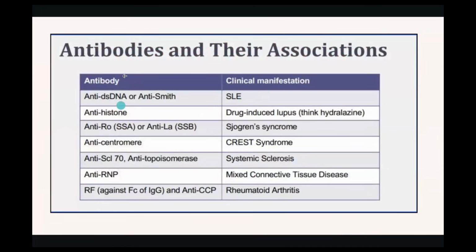We have anti-dsDNA or anti-Smith for SLE, anti-histone for drug-induced lupus, anti-Ro and anti-La for Sjogren's syndrome. I don't think you have a lecture on this, so you can memorize it from here. Anti-centromere for CREST syndrome, and this is for the limited cutaneous scleroderma. Anti-Scl-70, anti-topoisomerase in systemic sclerosis, anti-RNP for mixed connective tissue disease, and as we said, RF and anti-CCP for rheumatoid arthritis.